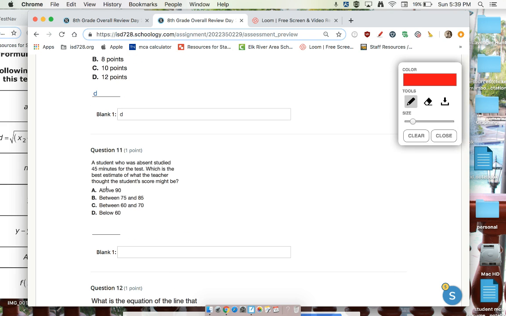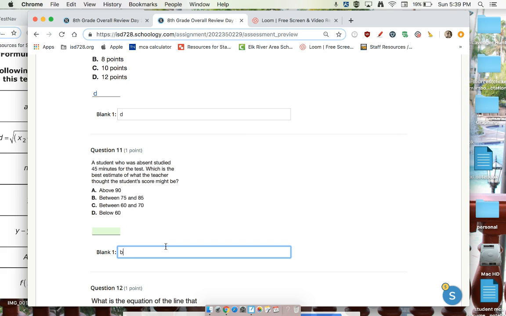Between 75 and 85, above 90, no. Between 60 and 70, no. Below 60. So it was definitely in that 80% range. So we are going to say B is the best bet.